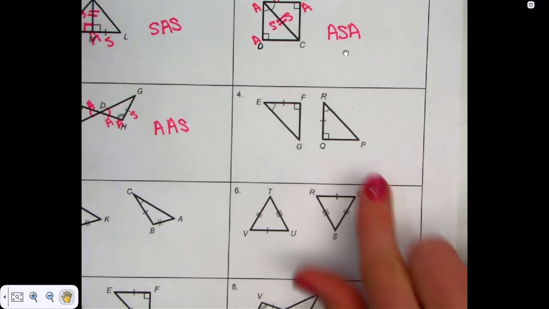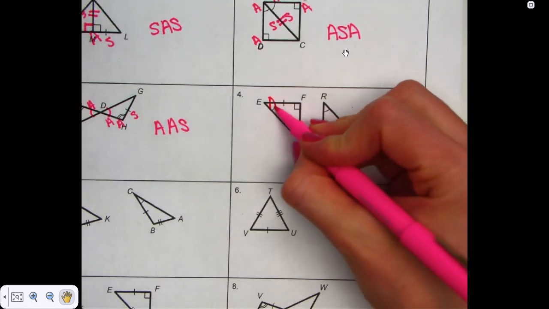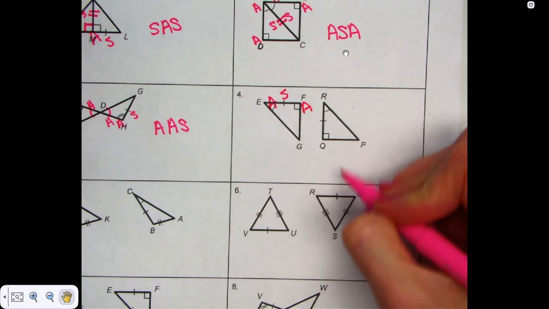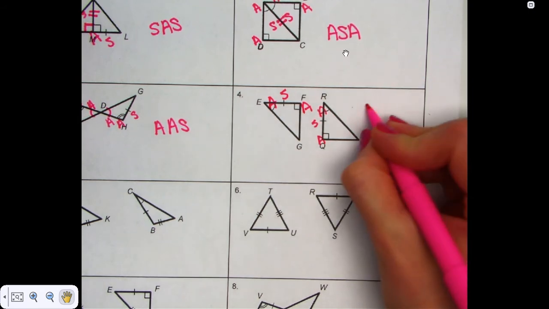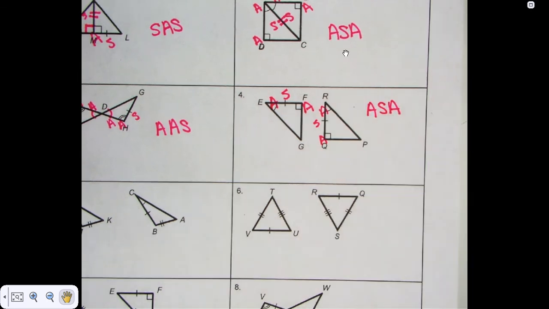Okay, so let's look at that on number 4. I have an angle, side, angle, angle, side, angle. That is my criteria.